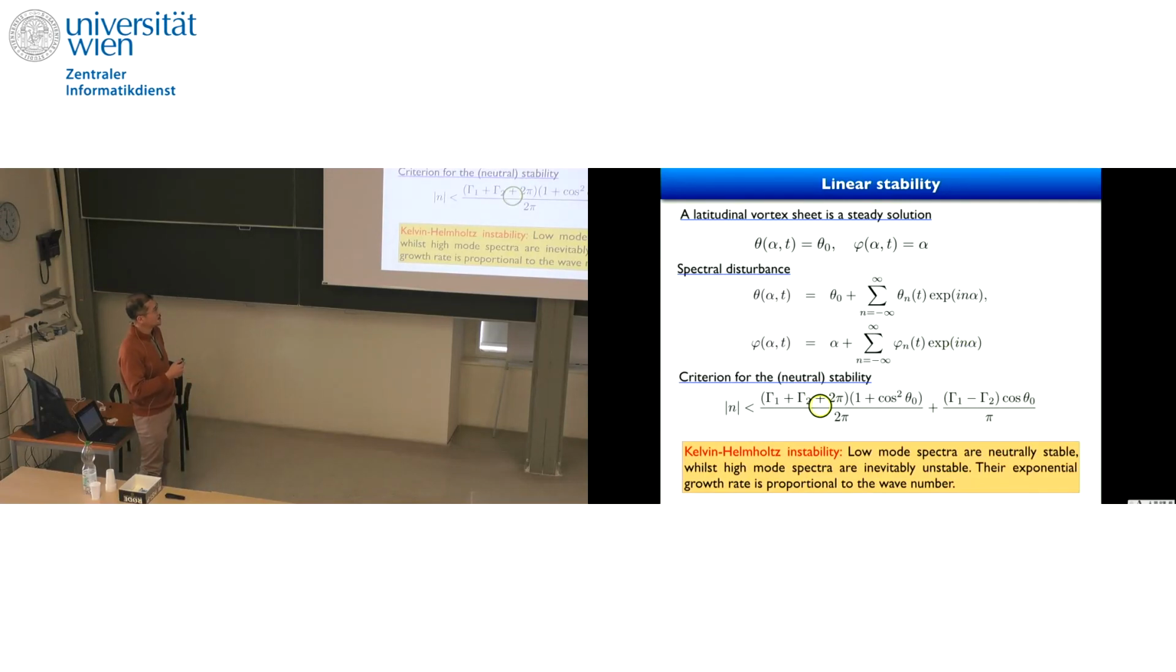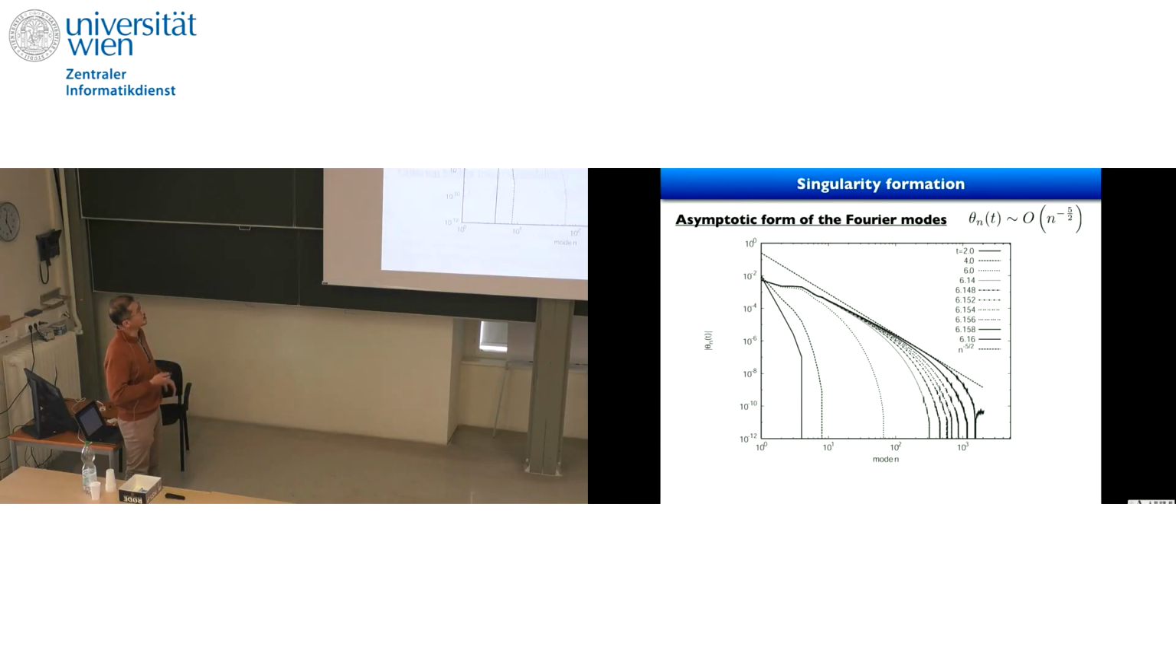This indicates that if gamma 1, gamma 2 and theta are fixed, some low mode spectra become neutrally stable, but a very large number of spectra are inevitably unstable, because this is fixed and n can be as large as we like. We can also say that the exponential growth rate is proportional to the wave number, which is known as the Kelvin-Helmholtz instability. So in this sense, the Vortex seed becomes linearly unstable.